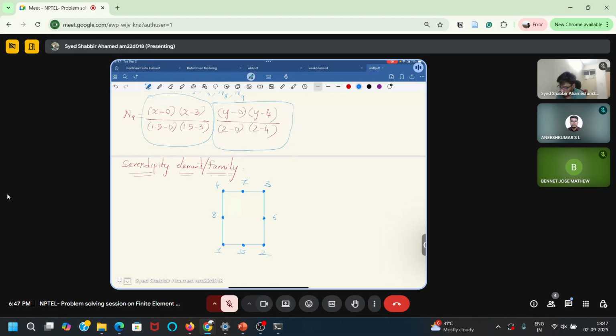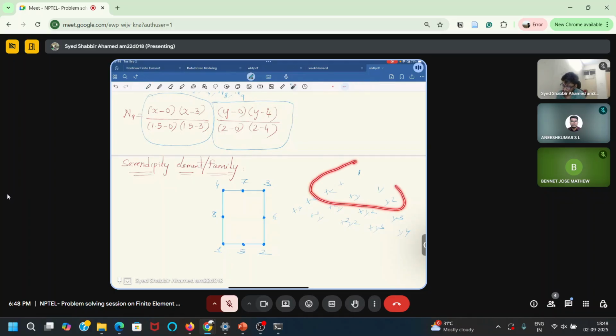So in the Pascal triangle, I can just take 1, x, y, x square, xy, y square, x cube, x square y, xy square, y cube, and obviously we'll have x square y square, xy cube, y power 4. Till now these are six independent terms, and now I want two more. So I will take x square y and xy square. So we have successfully removed this term. We don't need this because we have only 8 nodes.